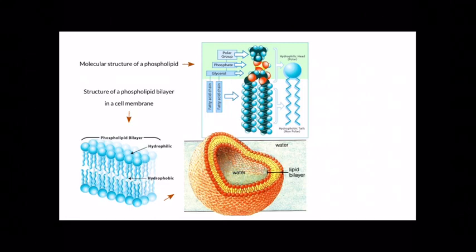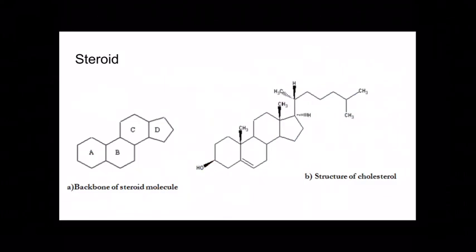Okay, let's move on and take a look at steroids. So steroids are the other group of lipids that we're looking at, and we can see just here that steroids have a very different structure to them than triglycerides do. So steroids, this diagram on the left shows the basic structure of a steroid molecule.